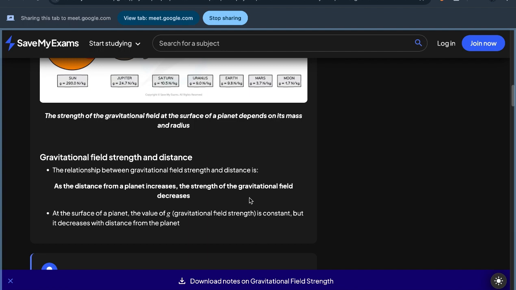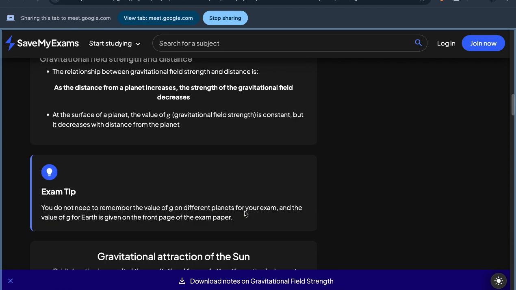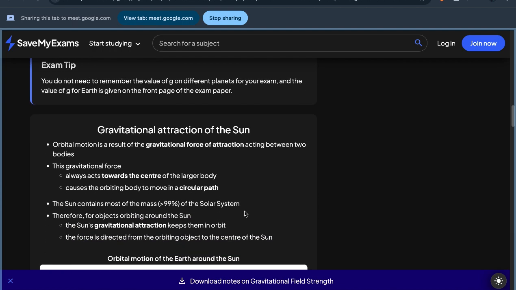Okay, so let's move on. We say as the distance from the planet increases, the strength of the gravitational field decreases. Yes, distance is inversely proportional. Let's take a look at the gravitational attraction of the sun.